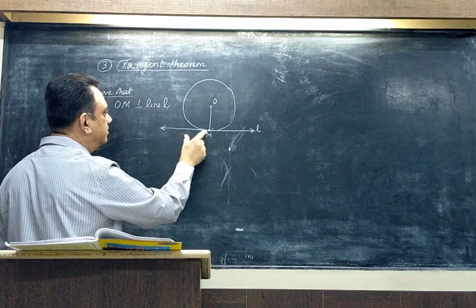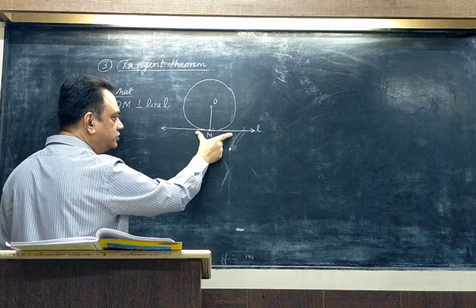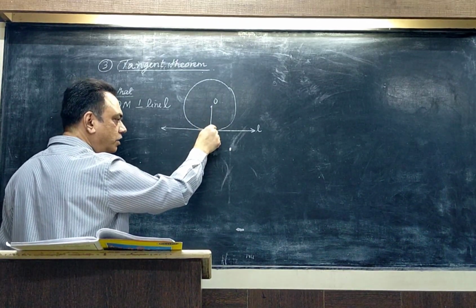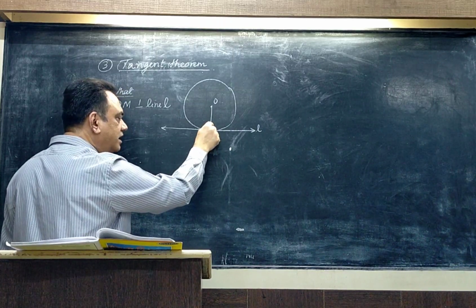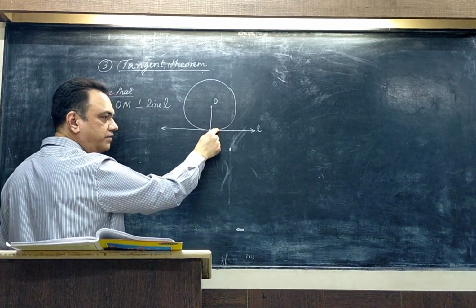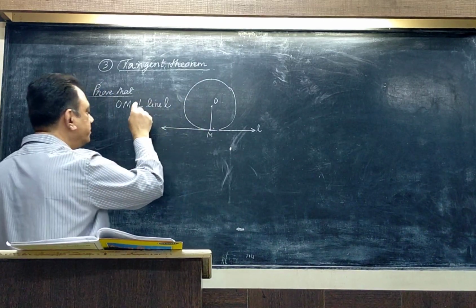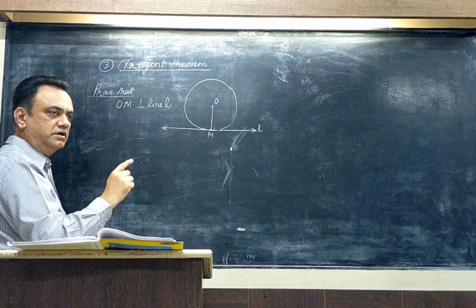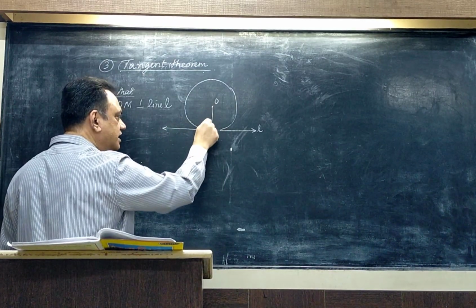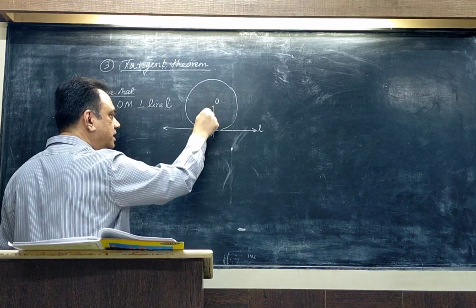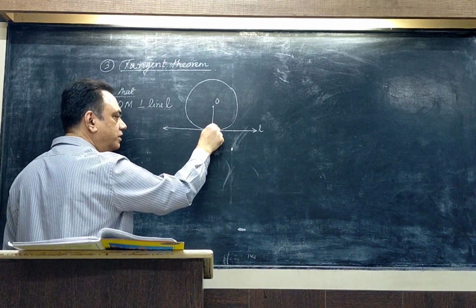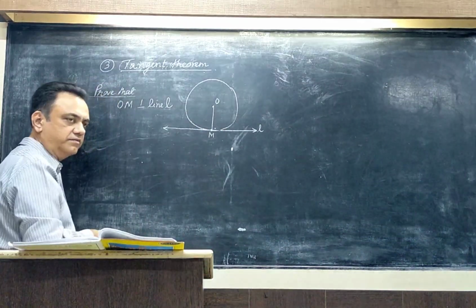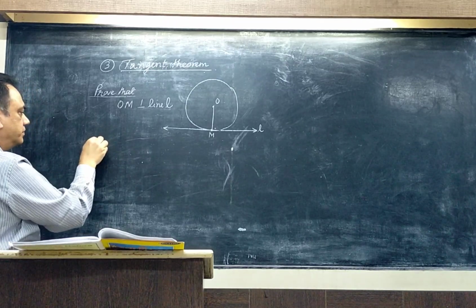Again, I repeat the theorem. What is the tangent theorem? Tangent is perpendicular to the radius at the point of contact. I did not make a right angle over here because that is the thing I have to prove. What has to be proved need not be marked. This is just a tangent. The tangent is perpendicular to the radius at the point of contact, so the angle formed over here is a right angle. That's called the tangent theorem.